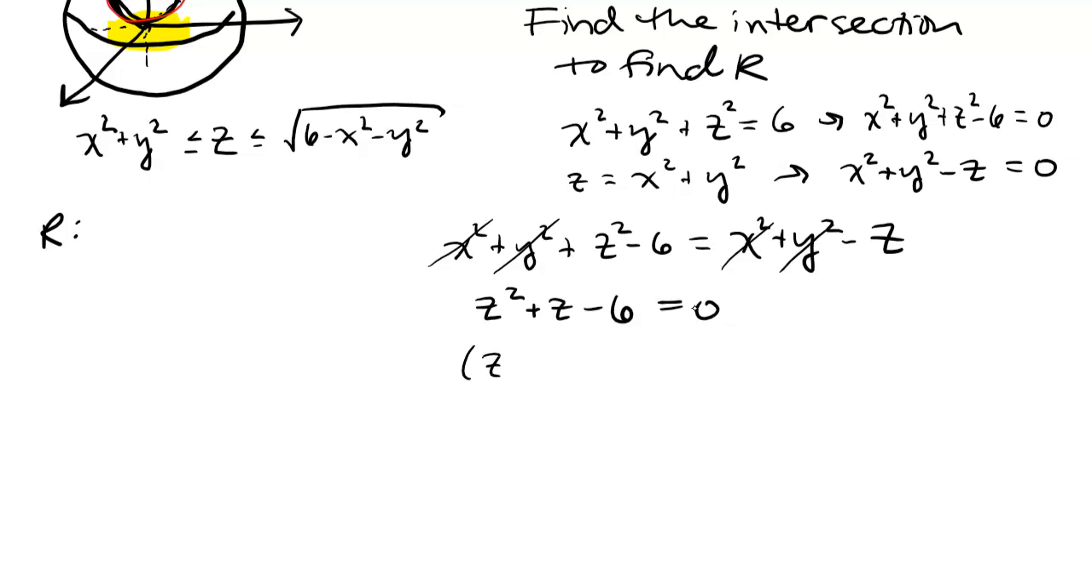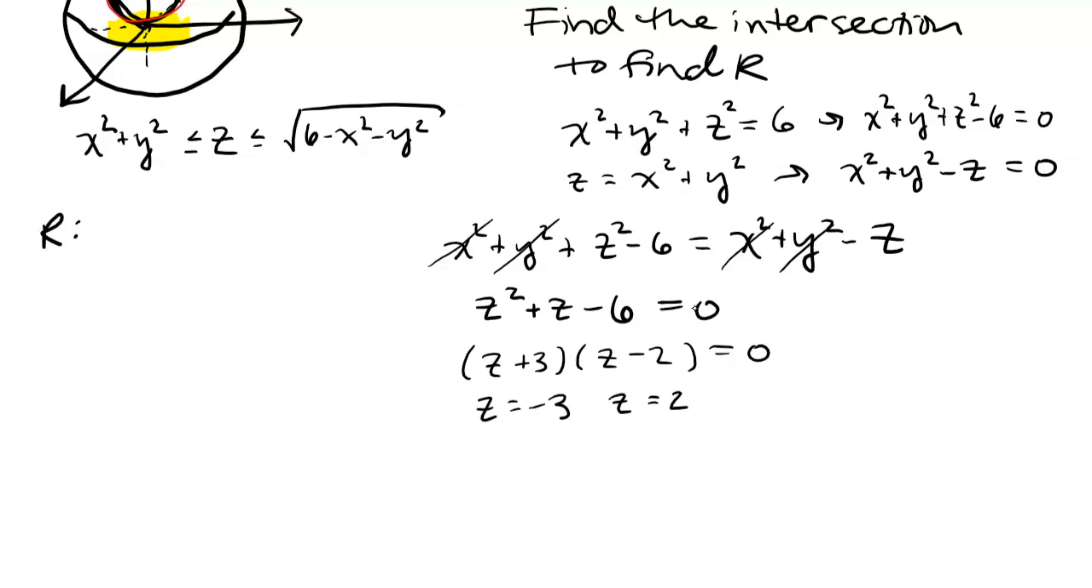So factoring here, we're going to have z plus 3 times z minus 2 equals 0. So then solving those, we get z is negative 3 and z is positive 2. Those would solve that equation up above.